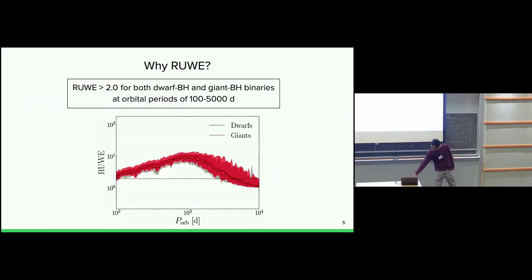You may also ask, why a cut on RUWE? Why does that work? Well, what you can do is simulate the RUWE of typical black hole binaries as a function of orbital period, and you find that regardless of whether you have a dwarf companion or a giant companion, if you use a cut of RUWE greater than 2.0, you are sensitive to these systems at orbital periods of 100 to around 5,000 days, which is exactly the typical period range for the Gaia black holes that we're discovering with astrometry.